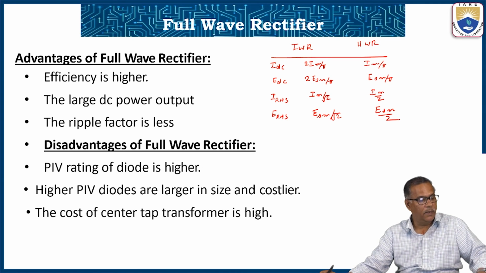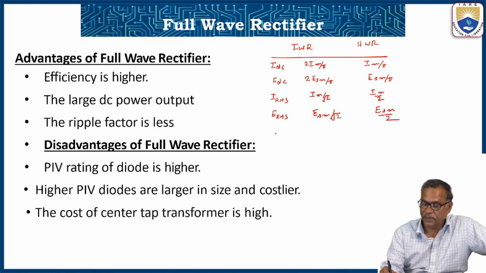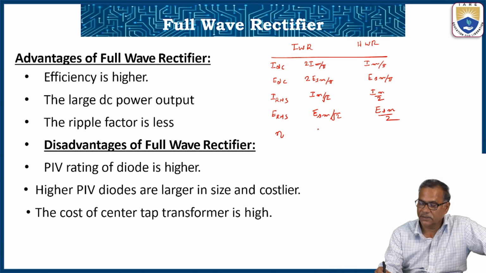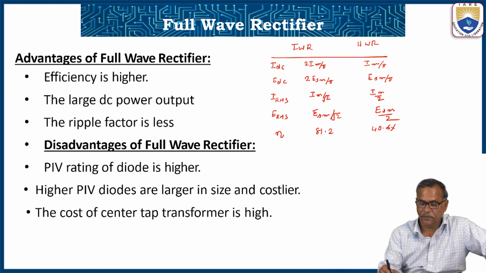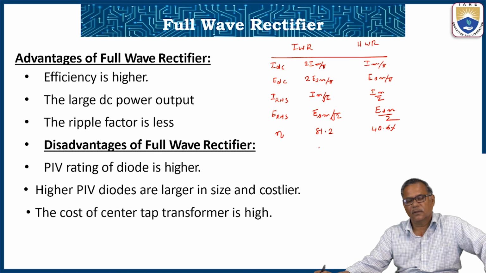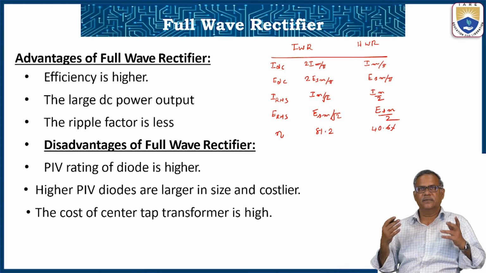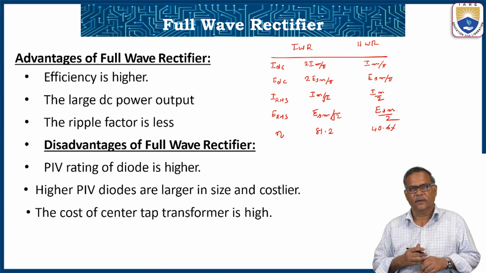And what is the rectifier efficiency? The rectifier efficiency here is 81.2%, whereas here it is 40.6%. The ripple factor for the full wave rectifier is very less. So these are all the various advantages of the full wave rectifier.